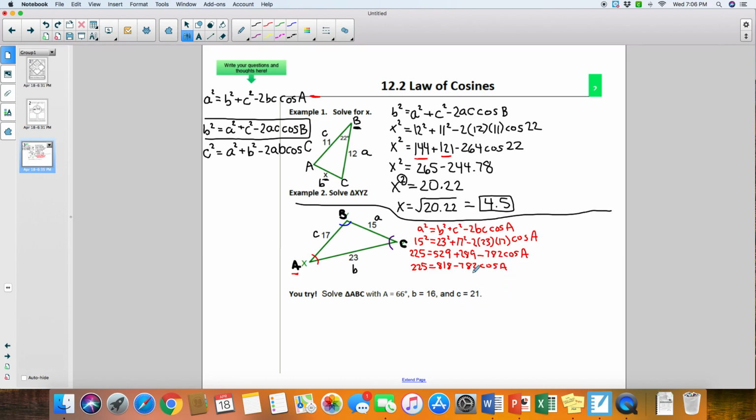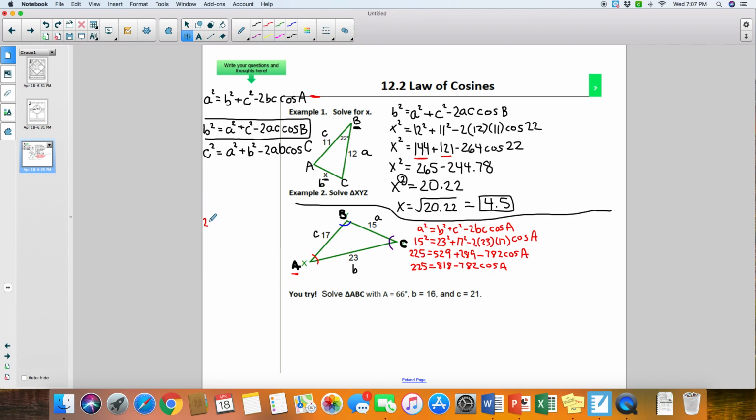All right, so now I want you to think about this as a basic two-step equation. Even though this says cosine of A, you have to understand this 782 is a coefficient of this variable. Even though cosine is a function, think about this whole thing as a variable. So let's just say this was 818 minus 782A.